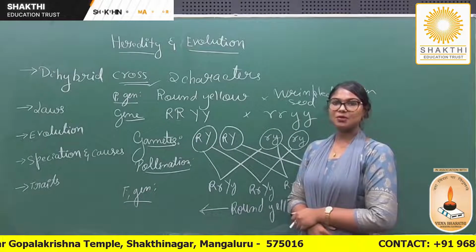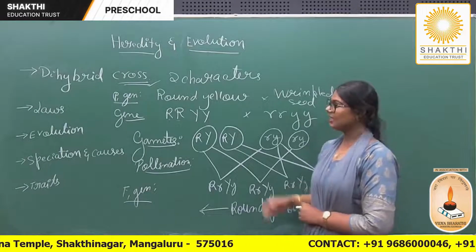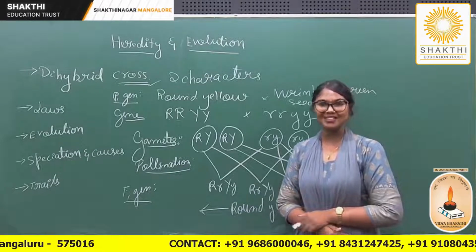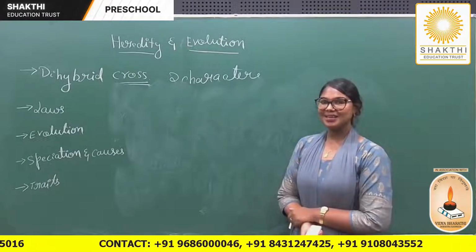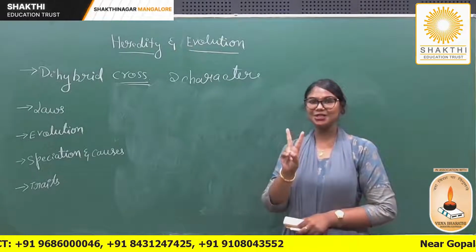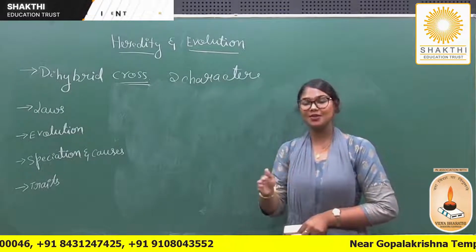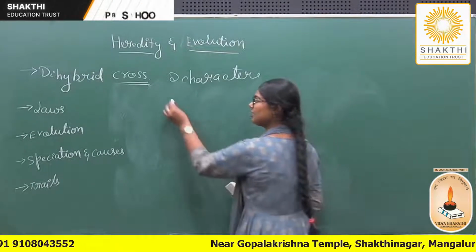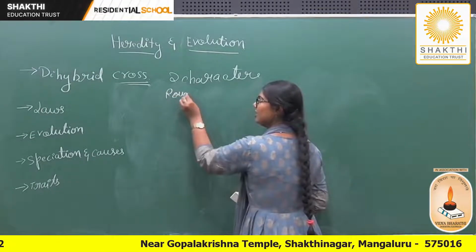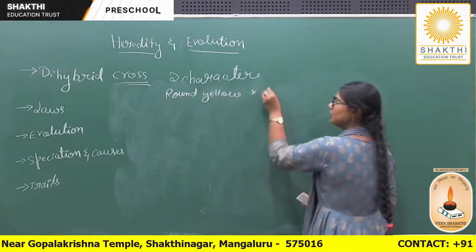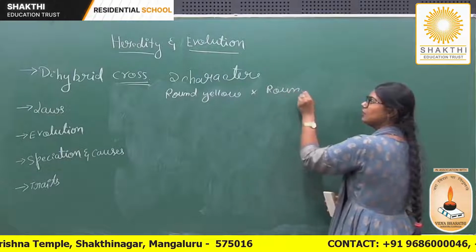Next, we shall proceed quickly with the F2 generation. How do we obtain F2 generation plants? If you remember, Mendel selects any two plants from the F1 generation as parents. So what were the F1 generation plants? They were round yellow. All the plants were round yellow. They were producing round yellow seeds.